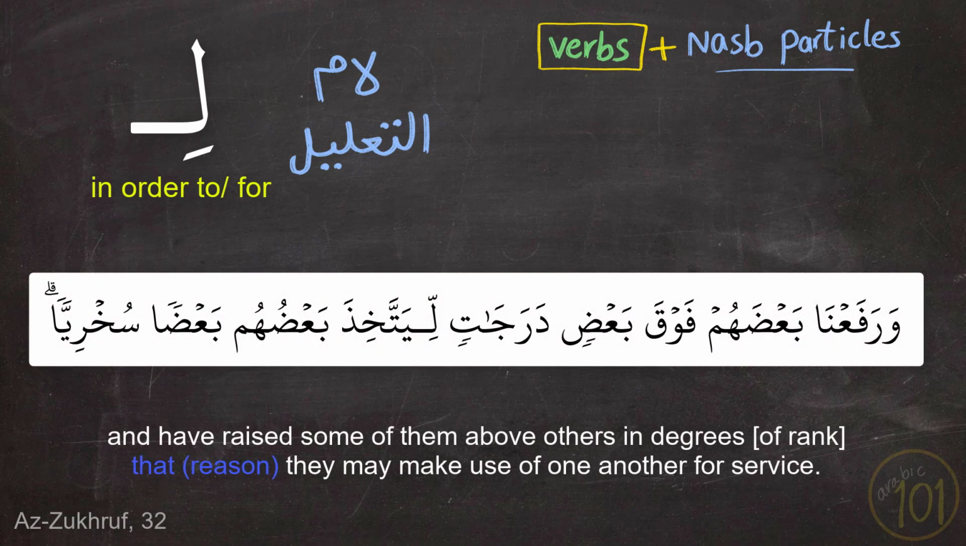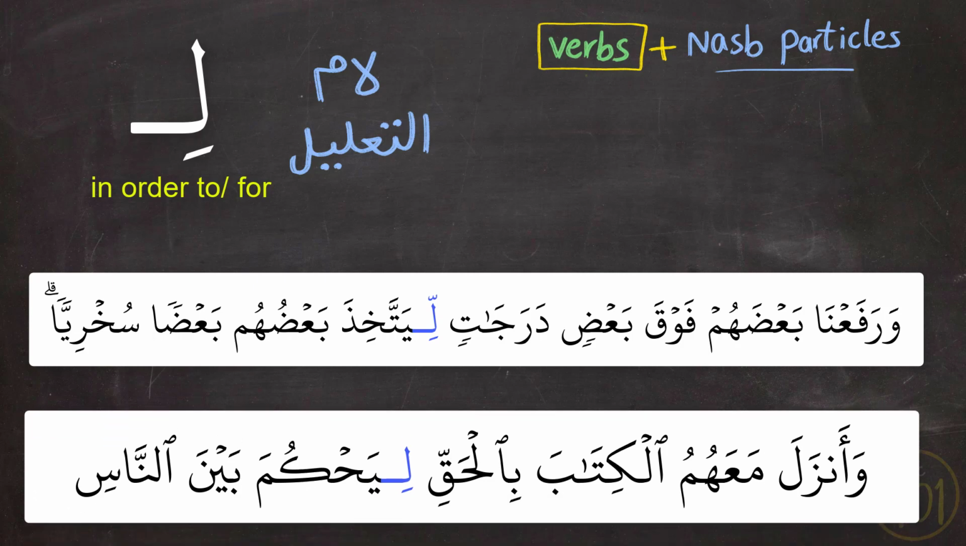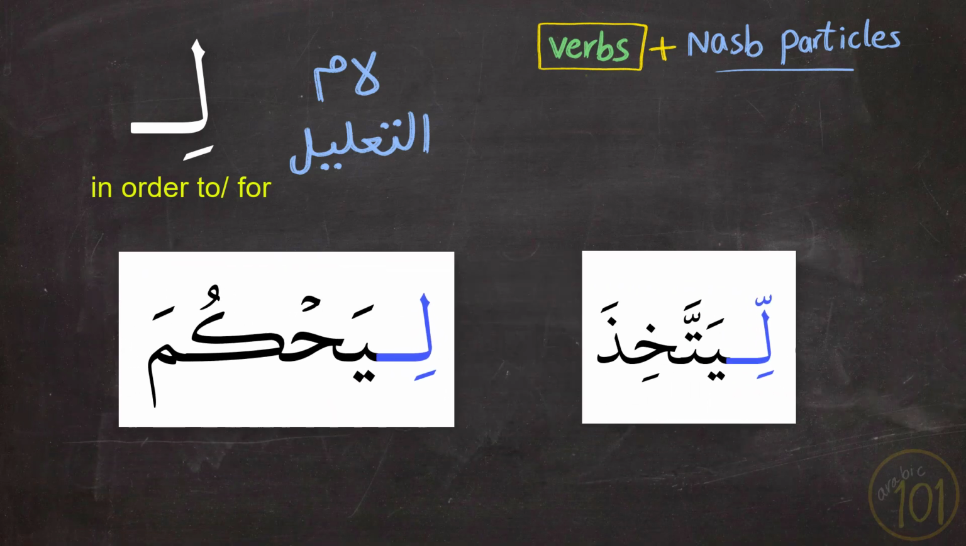وَرَفَعْنَا بَعْضَهُمْ فَوْقَ بَعْضٍ دَرَجَاتٍ لِيَتَّخِذَ بَعْضُهُمْ بَعْضًا سُخْرِيًّا. And in both of these examples, we see that the present verb that had lam al-ta'lil attached to it, both of them ended with fatha, because that is the effect of the particle of nasb.